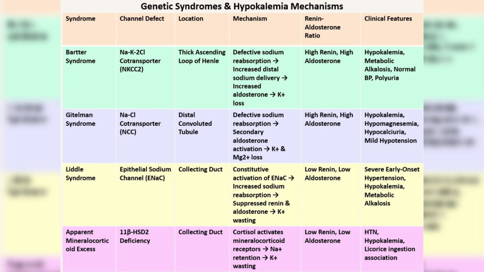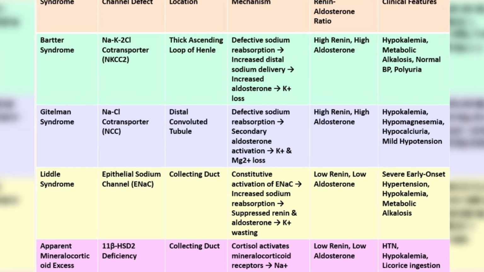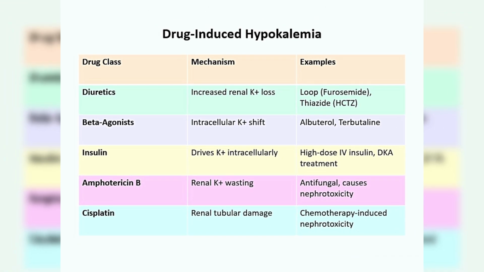Now, aside from diuretics and those genetic syndromes, are there any other medications that can contribute to hypokalemia? Absolutely. Some medications can directly damage the tubules, leading to potassium loss. Amphotericin B, an antifungal, and cisplatin, a chemo drug, are two examples. So those are ones to watch out for.